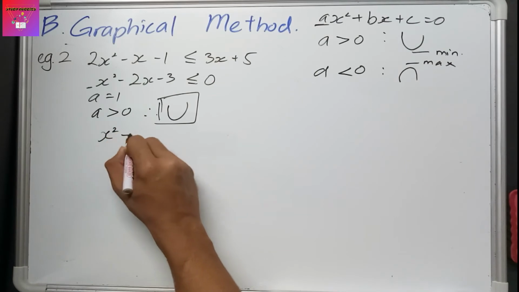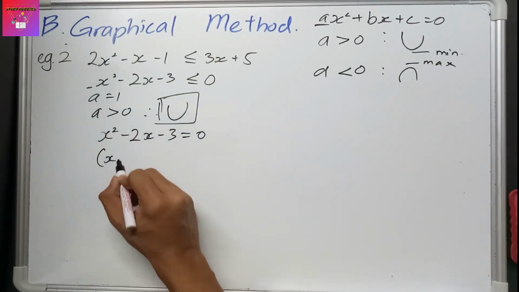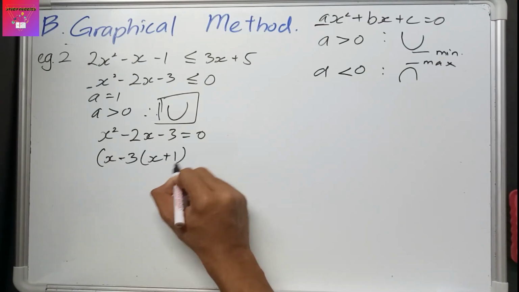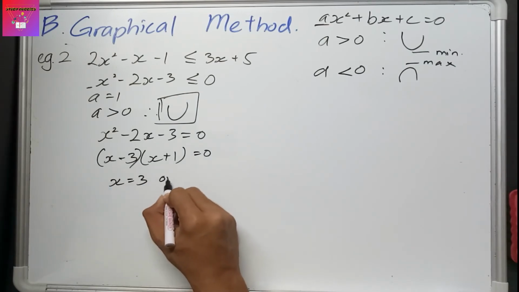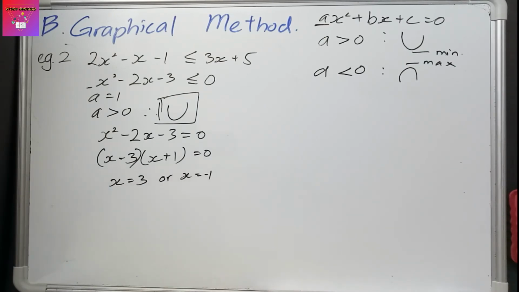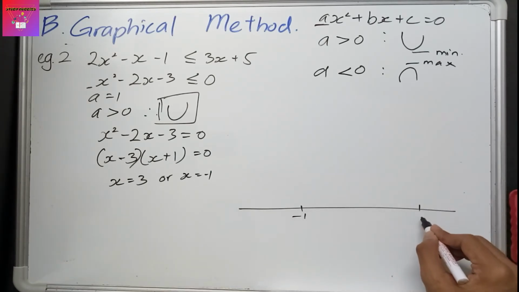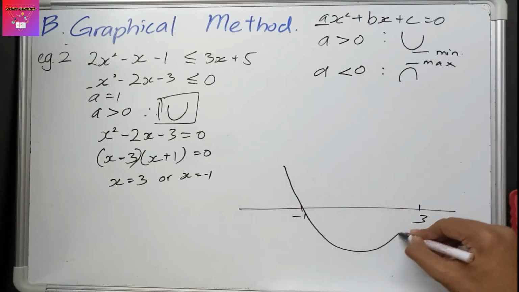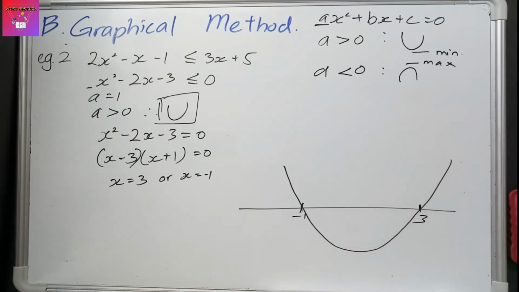So x squared minus 2x minus 3 equals 0, where (x minus 3)(x plus 1) equals 0, x equals 3 or x equals negative 1. So since we already know the roots now, we just plot it on the graph and draw our graph. Okay, negative 1, 3.